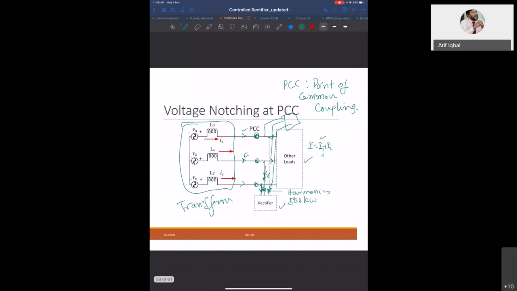Yes, you have an inductor here. So what is the voltage? This is Vs, the source voltage, and here you have a voltage drop in the source inductance. So the voltage at the point of common coupling, the voltage at PCC, is Vs, the source voltage, minus Ls dis by dt, the voltage drop in the source inductance.